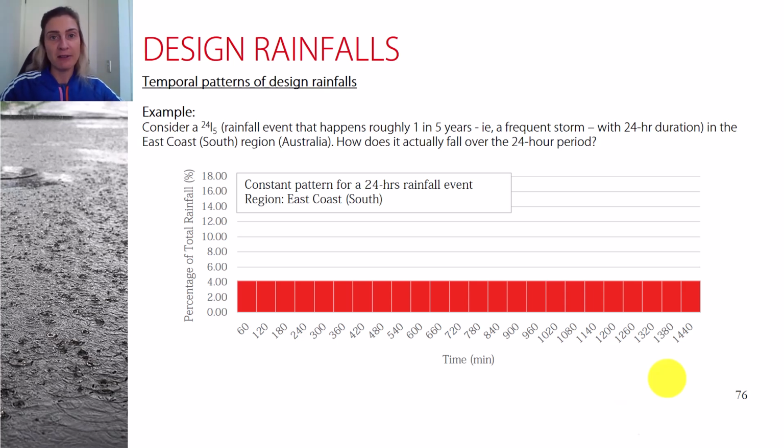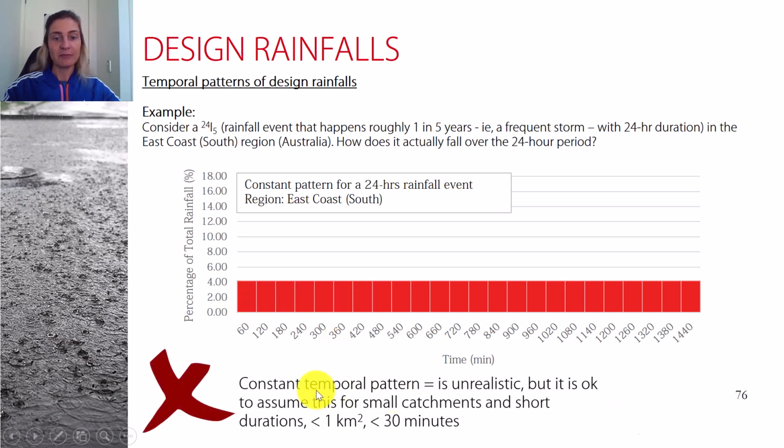So from our experience, we know that the rainfall intensity will vary over time in this 24-hour duration. So it is unlikely that the rainfall will be like this one represented in this graph, which shows a constant intensity rainfall. So a constant temporal pattern is unrealistic, but sometimes it is okay to assume if we are dealing with a small catchment and for short duration. So think about 24-hour period. We will have more variation of rainfall intensities during that time period as compared to a short duration rainfall, such as 30 minutes. Okay?